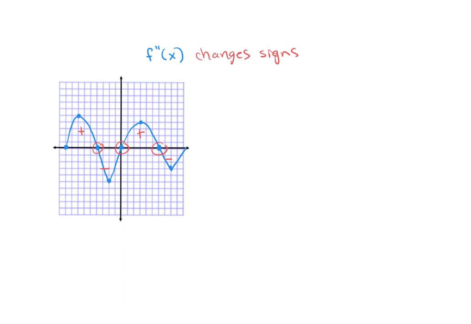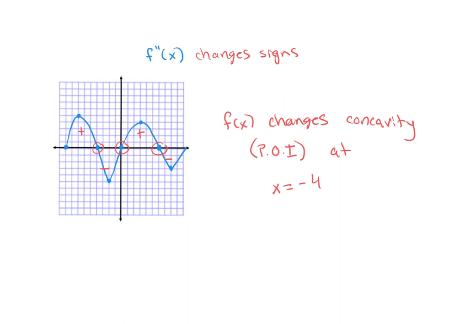So our statement is about f of x. Remember what a point of inflection is: f of x changes concavity. So there is a point of inflection at x equals -4, at x equals 0, and at x equals 6.